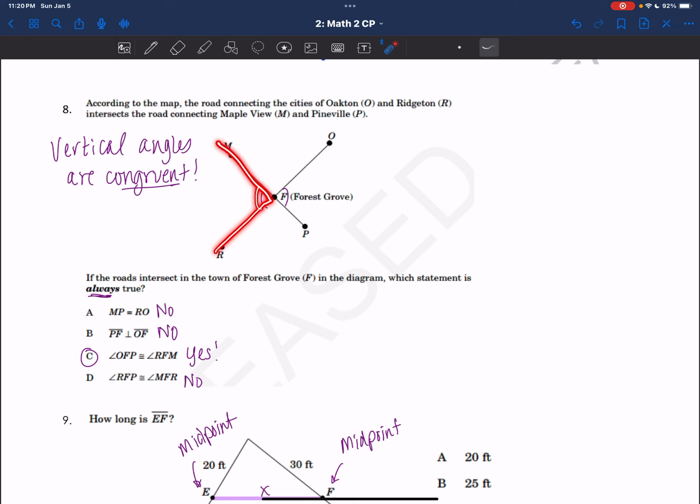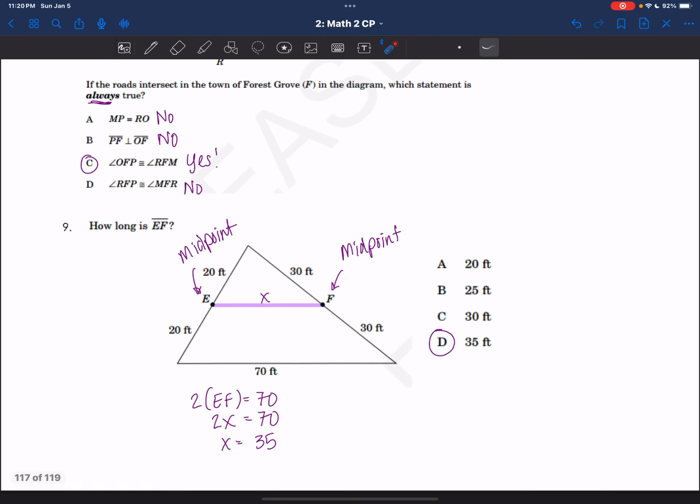RFM, well, yes, this is congruent to that, because they're vertical angles. And then RFP, and then MFR. Those are not congruent because they're not vertical angles.